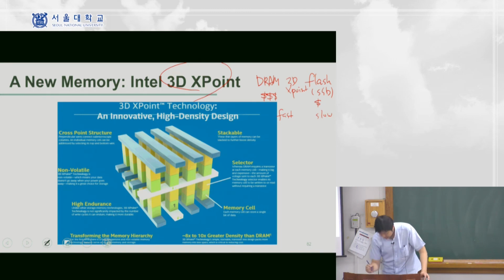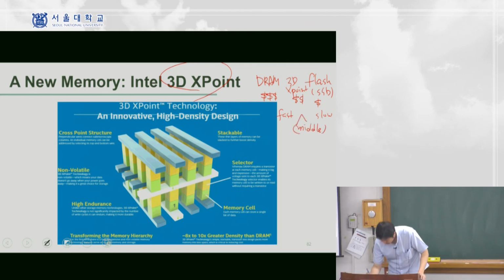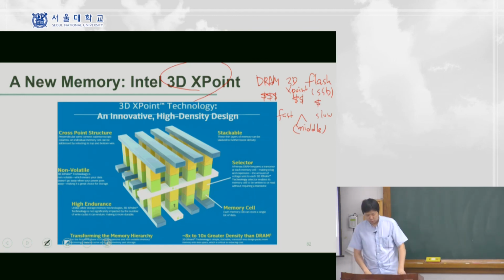In terms of density and cost, it's somewhere in the middle. It's cheaper than DRAM, but more expensive than flash. And speed-wise it's also in the middle. It's much faster than flash, much slower than DRAM. So it's somewhere in between. That's this 3D crosspoint device.